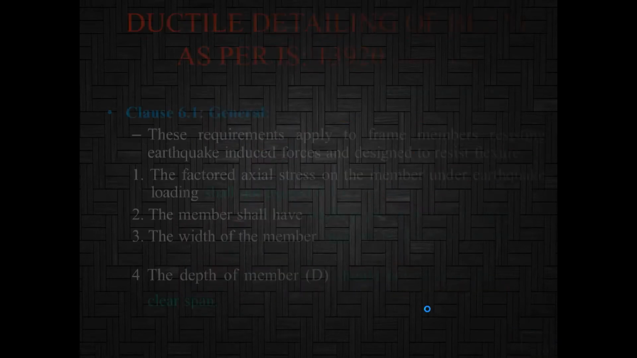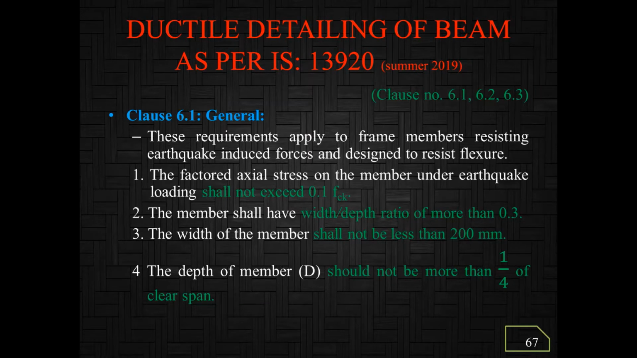Now we are going to study ductile detailing of beam as per IS 13920, and this question was asked in summer 2019. For the ductile detailing of the beam, we have to follow clause numbers 6.1, 6.2 and 6.3. You just have to read these clause numbers 6.1, 6.2 and 6.3.